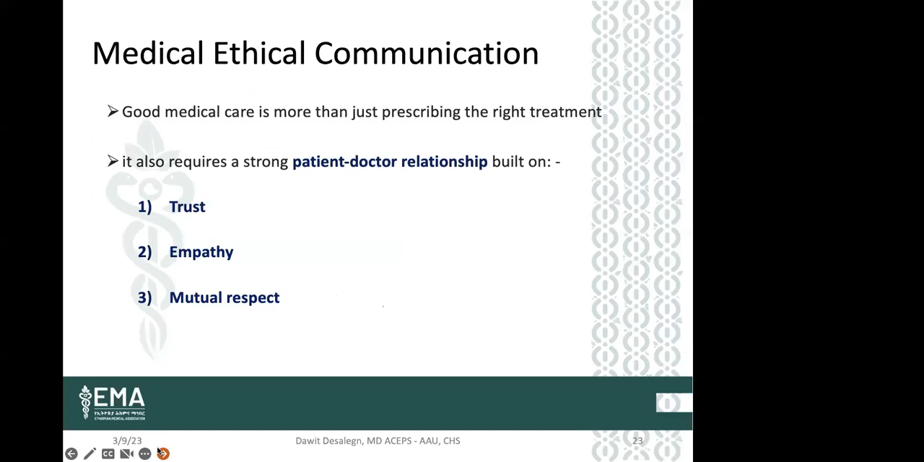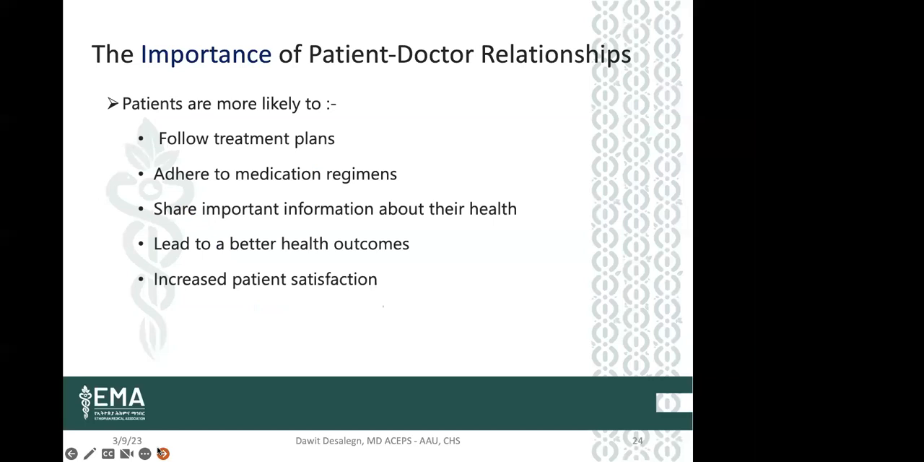This relationship has to be built on trust, empathy, and mutual respect. So just think about your day-to-day activities, and how this can impact your daily care. These three important things are quite important to remember: trust, empathy, and mutual respect. You have to respect your clients, and then they have to respect you back. But respect is earned, and how do we earn that respect?